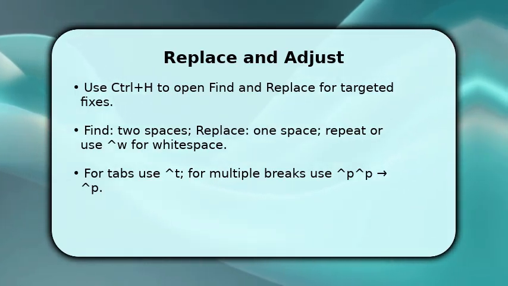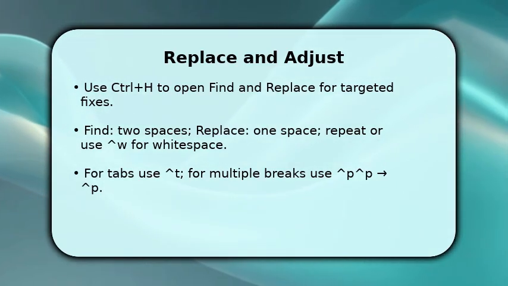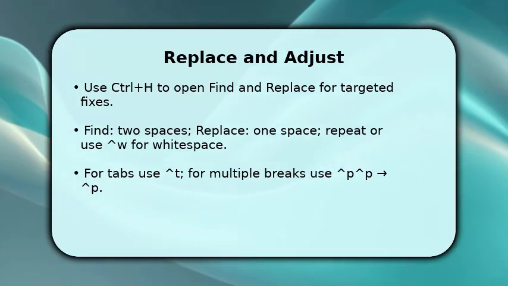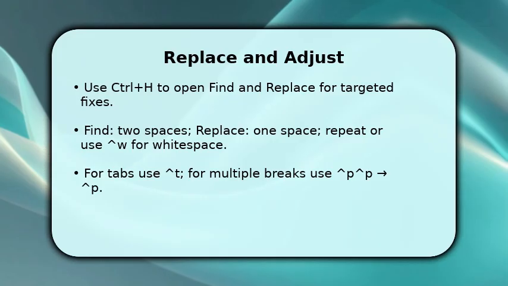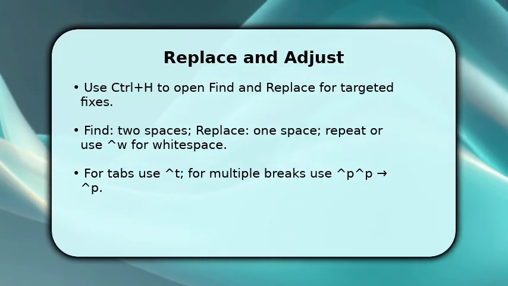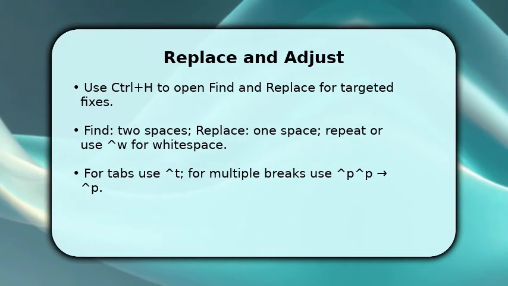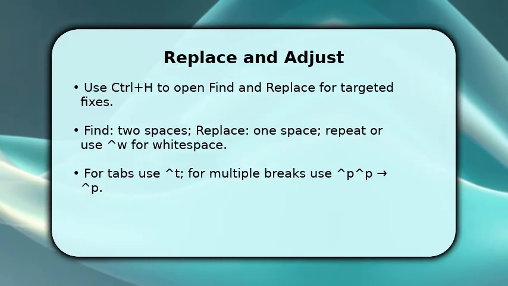Once done, handle tabs by typing ^t in Find and a single space in Replace, then run Replace All. This collapses tabbed gaps. For extra paragraph breaks, find ^p^p and replace with ^p to merge blank lines. Make sure to preview changes.